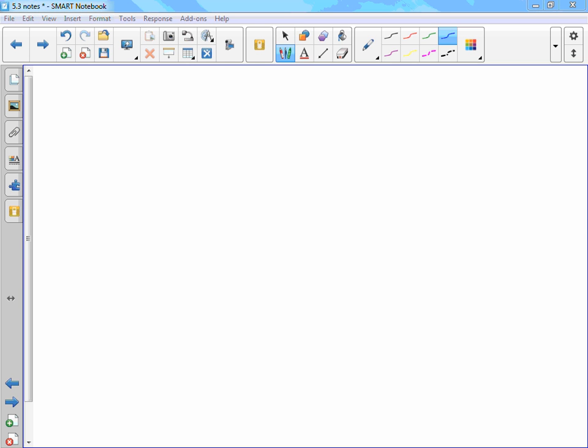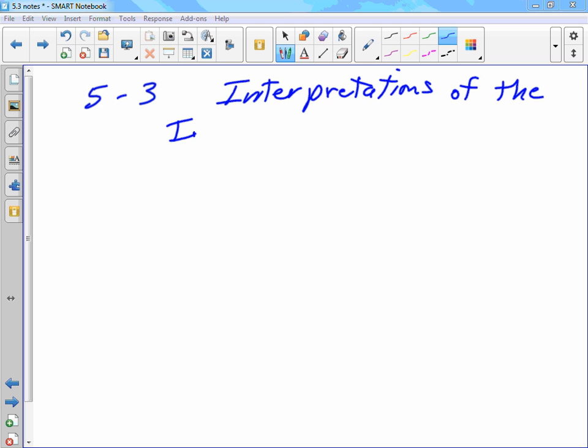So this is going to be a little bit of information about 5.3. We'll call it interpretations of the integral.